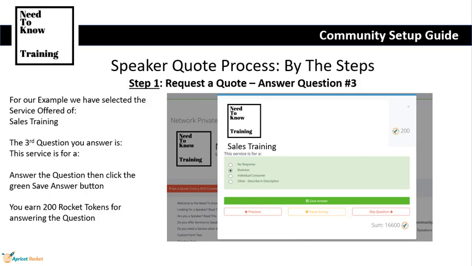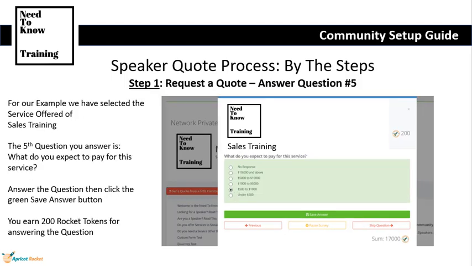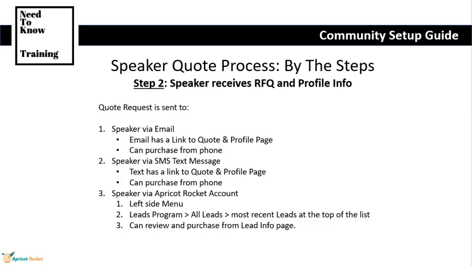And then I'm answering the question of what kind of entity the service is for, and then I'm filling in a description of what I need from the service provider. And then finally, the last step, I'm filling in the answer to how much I expect to pay for this service. So I go ahead and complete that. And then a notification is going to be sent out to every speaker that has a sales related topic in their list of services or topics that they provide.